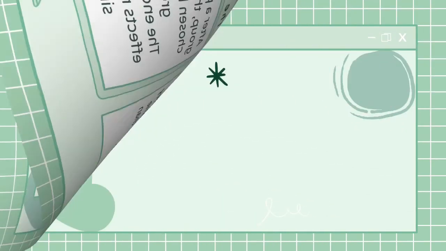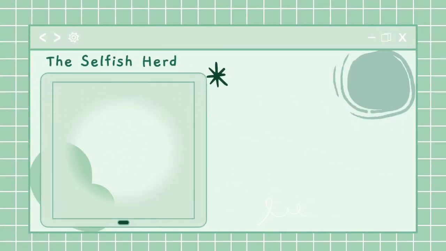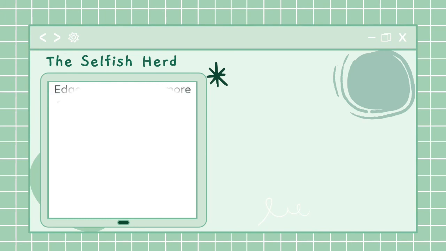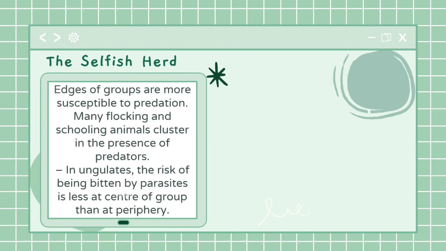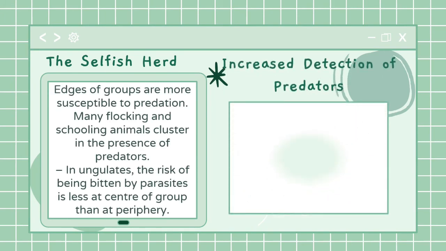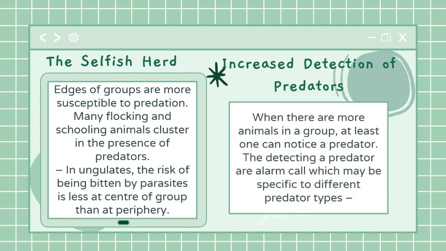The second one, we have the selfish herd. Why do animals form groups? Because it is better to be in between two individuals when a predator is present. Third, increased detection of predators. More animals in a group will allow at least one to detect a predator, and this is what researchers call the many eyes hypothesis.